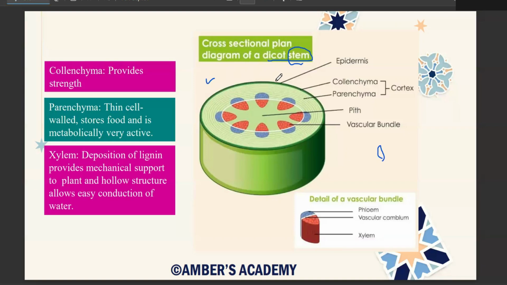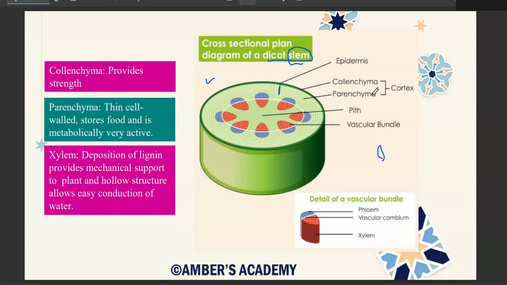For the stem, remember the first part is the epidermis. Right after the epidermis, we have collenchyma, and after collenchyma, we have parenchyma. I know you cannot see the difference between collenchyma and parenchyma, and that is perfectly fine because they are interlinked with one another. Just remember that right after the epidermis, there is a region known as the cortex, and in the cortex you have collenchyma before parenchyma.